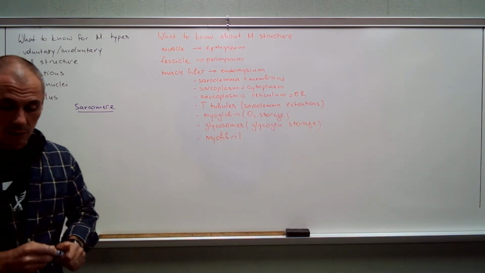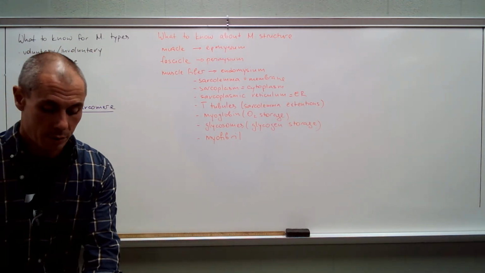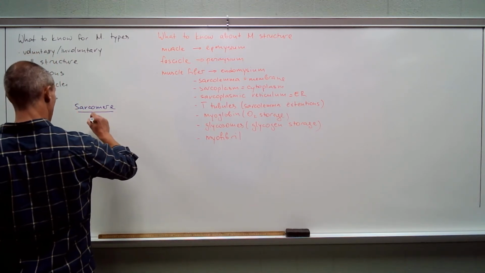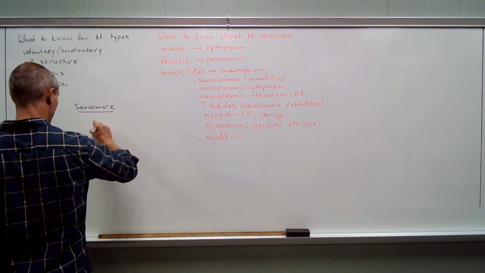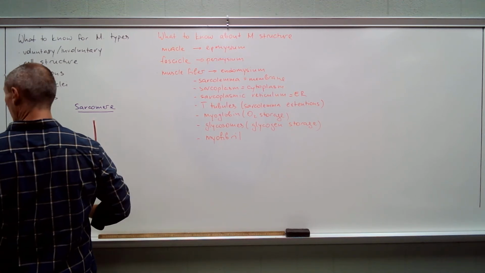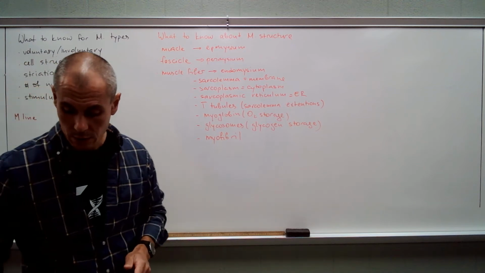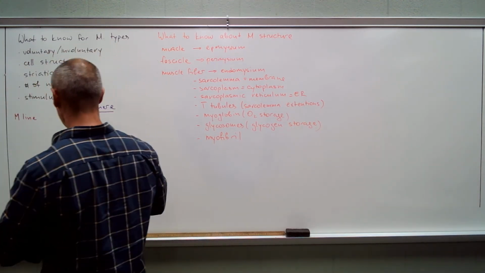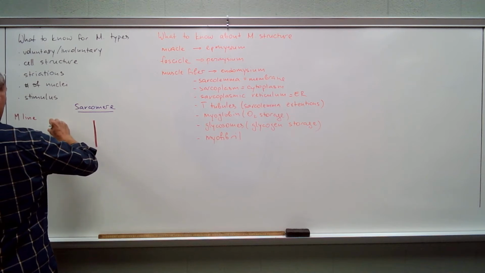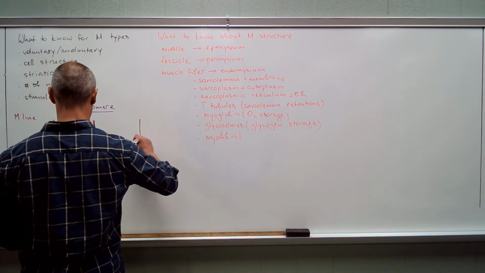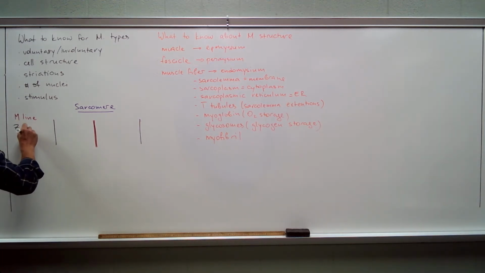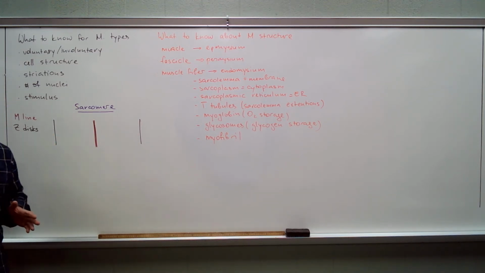At the center of the sarcomere is the protein structure called the M line. It's very convenient to color code this. Sarcomere is bound by so-called Z discs. So within the Z discs is a single sarcomere. Does that make sense so far?